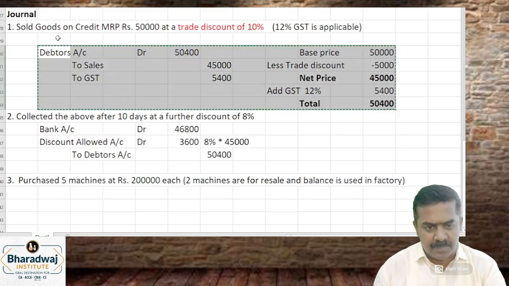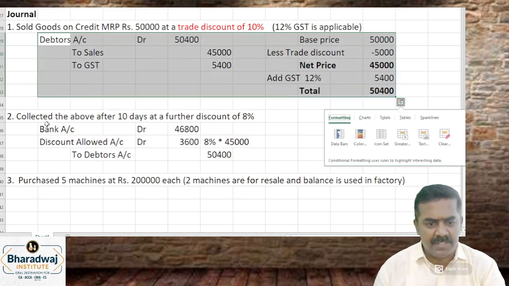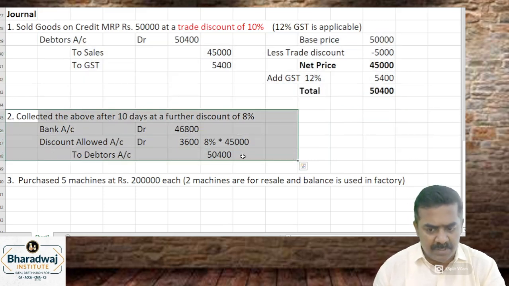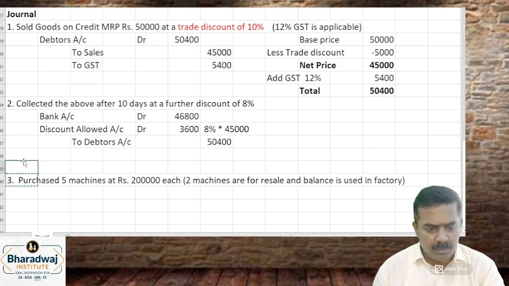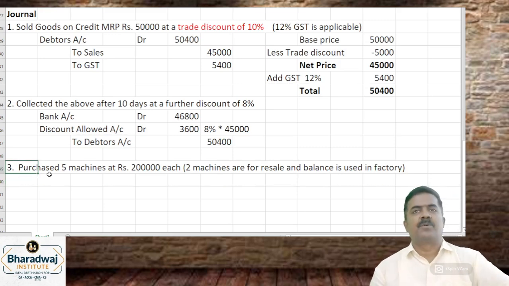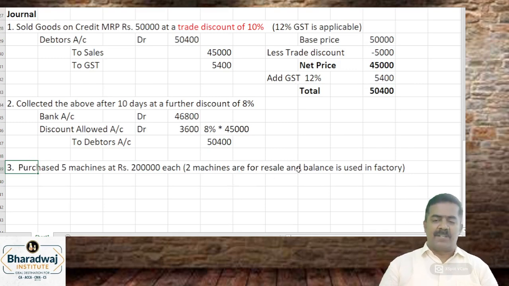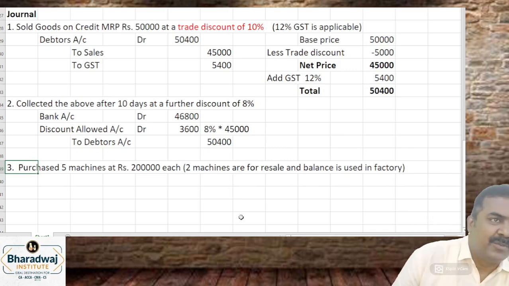We have purchased 5 machines. Out of that, how many machines are used in the factory or for resale? 2 machines are for resale, like purchasing stock to sell to someone else. Remaining is used in factory.